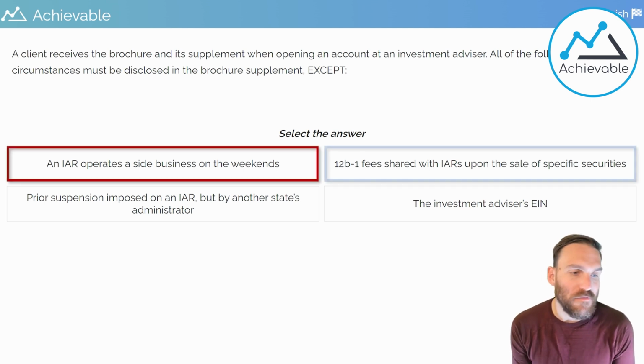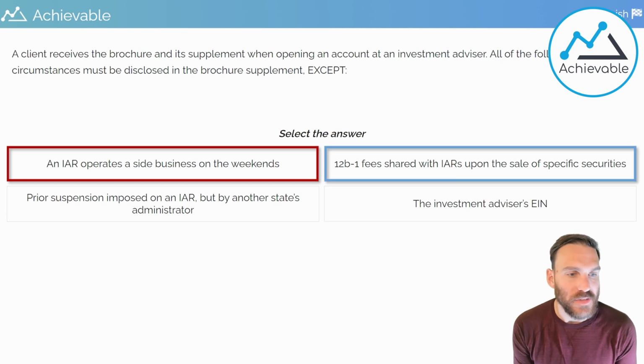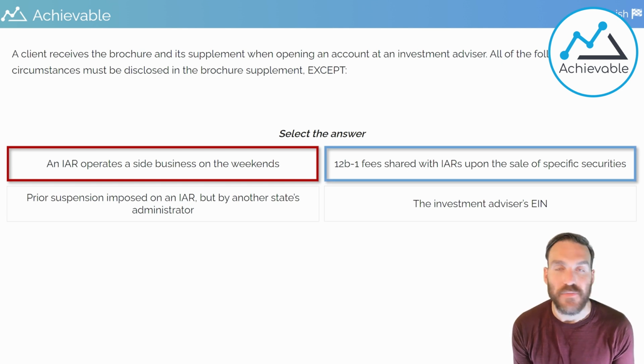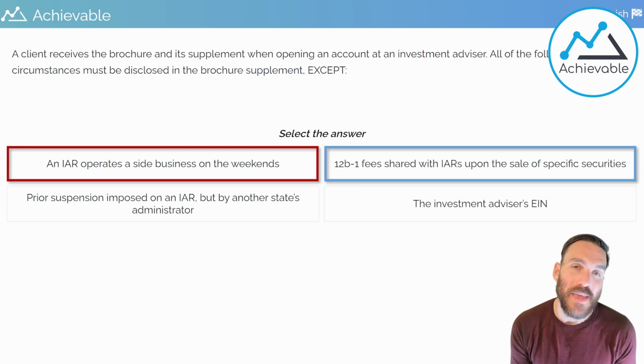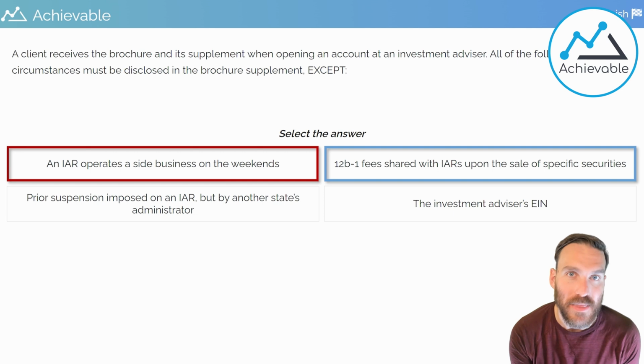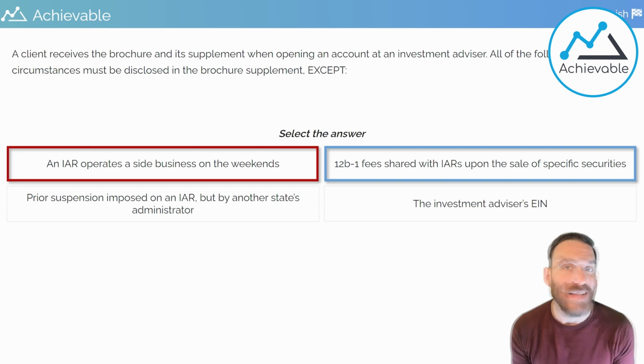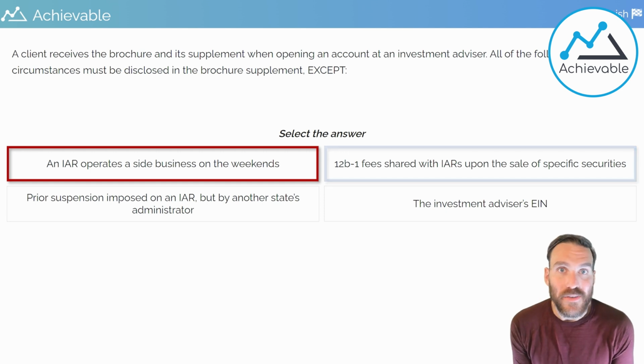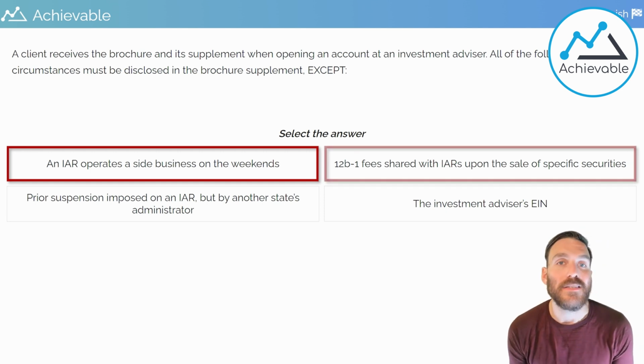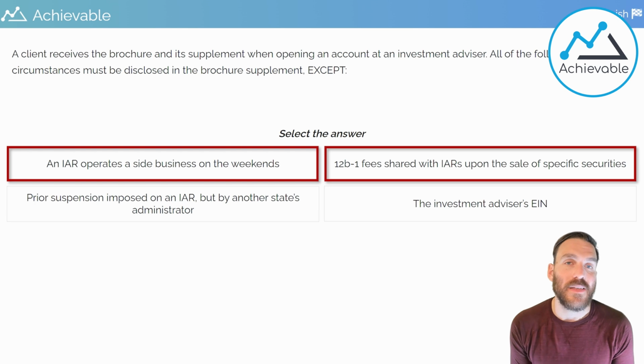Next, 12b-1 fees shared with investment advisor representatives upon the sale of specific securities. This falls into the additional compensation section of Form ADV Part 2B. If an investment advisor representative is being paid any additional compensation above and beyond what their clients pay them for the services they provide, that's got to be disclosed in the brochure supplement as well. Again, that's a conflict of interest. Got to tell our clients about it. This is where it goes. So that is definitely not going to be the answer. Let's go to the third one.